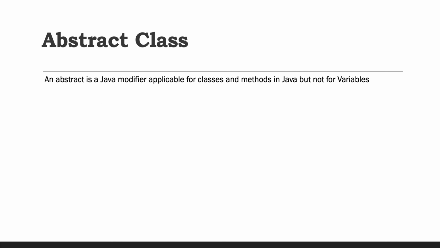Abstract is a Java modifier applicable to classes and methods, not to variables. Abstract is a keyword available in Java. Using this keyword, we can create a class as an abstract class, or we can create a method as an abstract method. First we'll see what an abstract class is. An abstract class is a class that is declared with the abstract keyword.